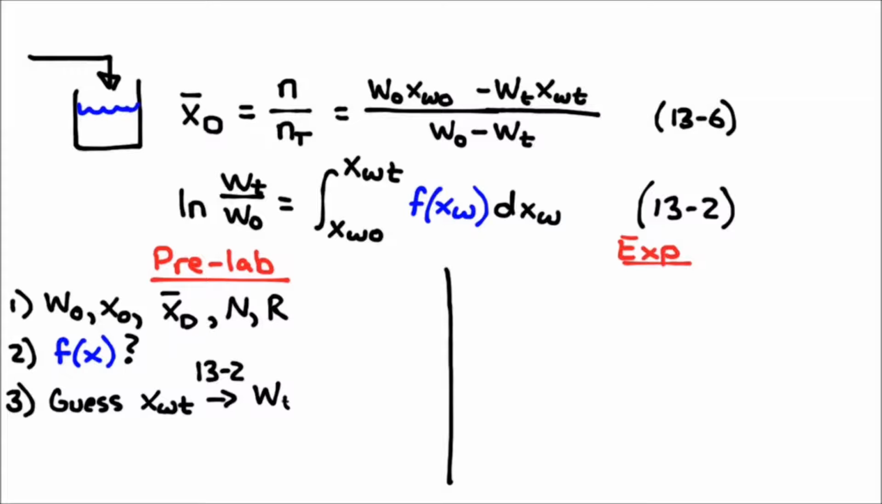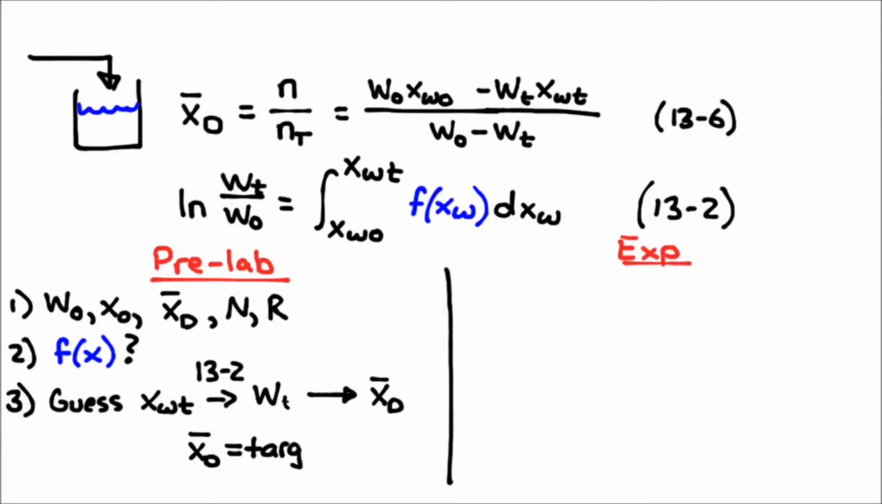Once we know wt, note that that is the last thing that we needed to learn in order to solve for an xd average. So if we look up here at equation 13-6, we know w naught, it was given to us, as was xw naught. We guessed an xwt and calculated the corresponding wt, and of course we know the ones in the denominator. So from that single guess of xwt, we can now also calculate an xd average. Now the question becomes, is that xd average equal to whatever the target is?